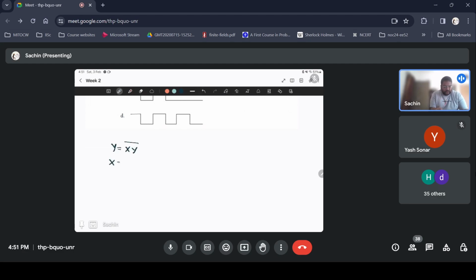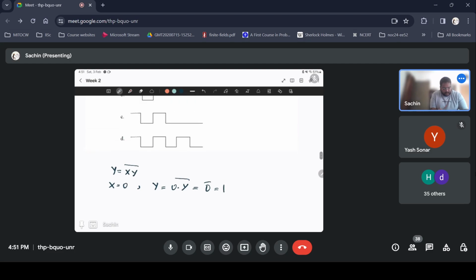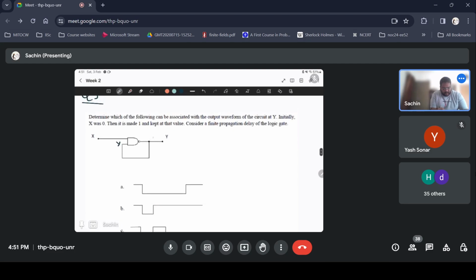Initially when x is equal to 0, there's no problem with this. Y is just 0 and y complement, which is nothing but 0 complement, which is 1. So there's a 1 that is fed back in the input. So the output is nothing but (x and 1) whole bar, which is nothing but x bar. And since x is 0, it's 0 bar, 1, everything works out. So it's consistent. There's no problem with the circuit.